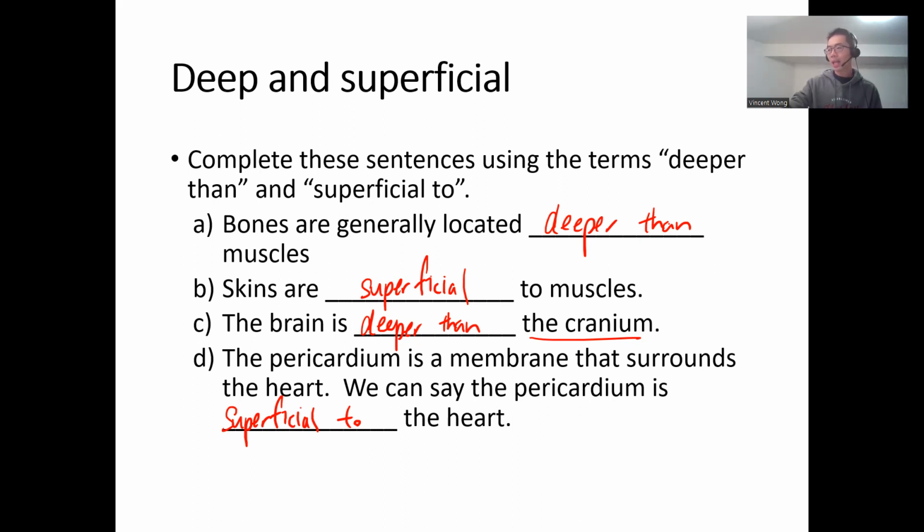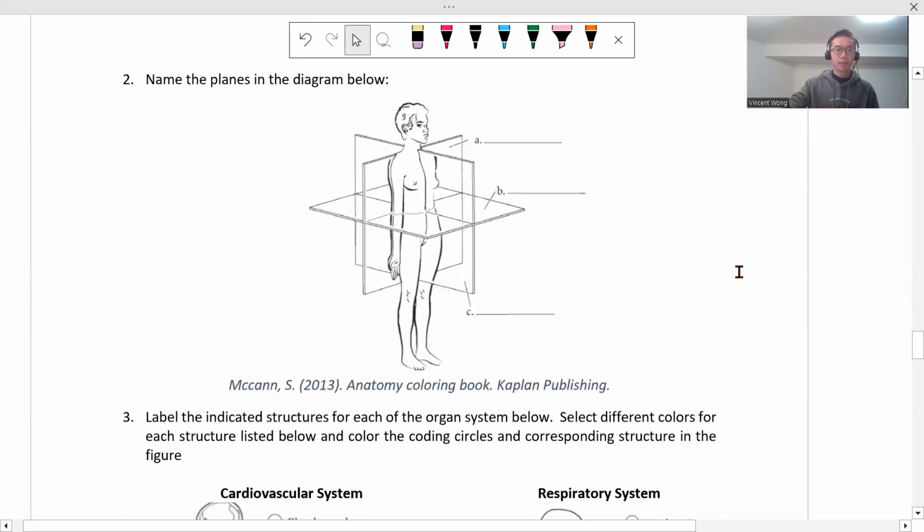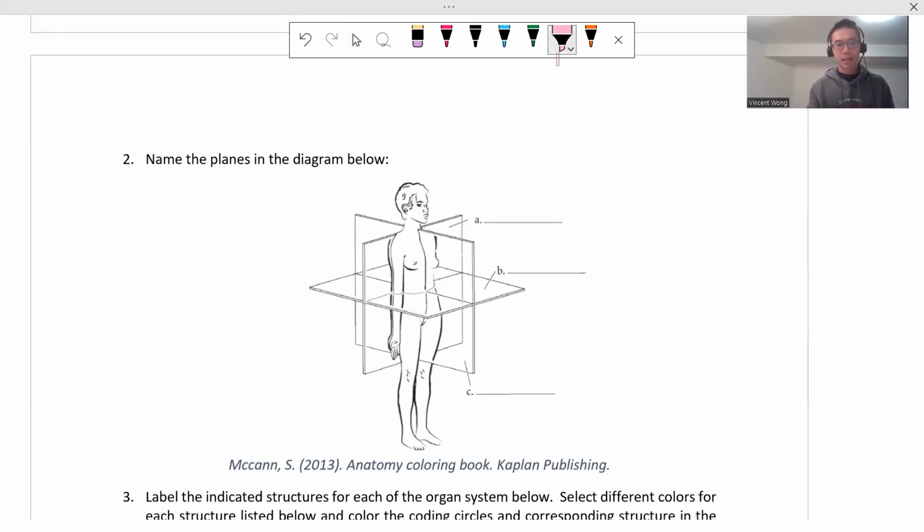Next, we're gonna talk about some planes. Over here. All right, we can cut the body using a plane. Okay, so you can cut it this way. Okay, this would be called a sagittal plane. Sagittal plane, which is what this one is. Okay. This one right here, the pink one I'm coloring, that is a sagittal plane. Right there. Okay.